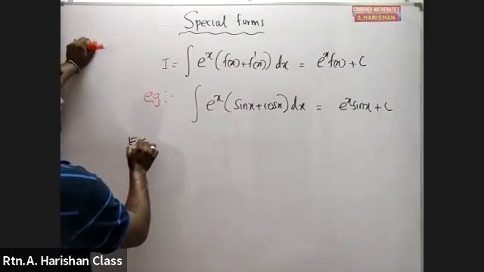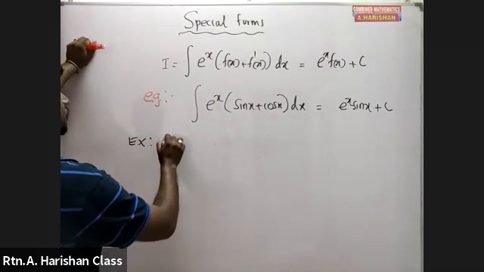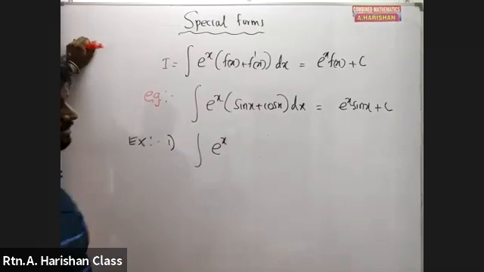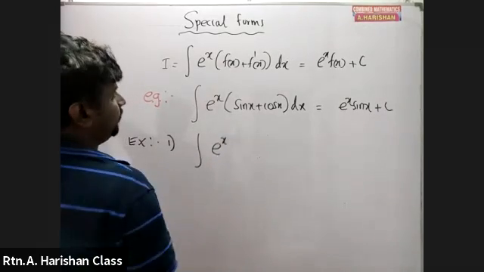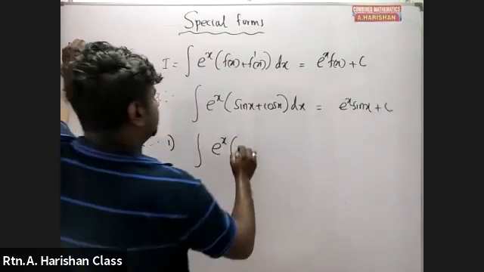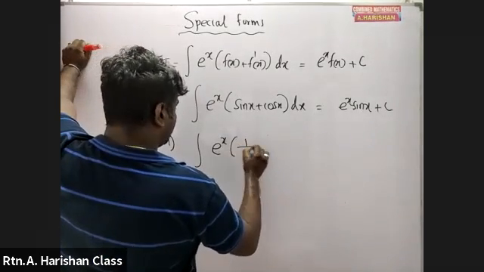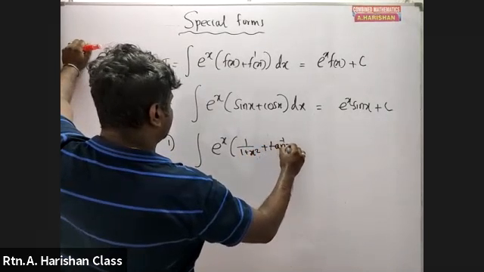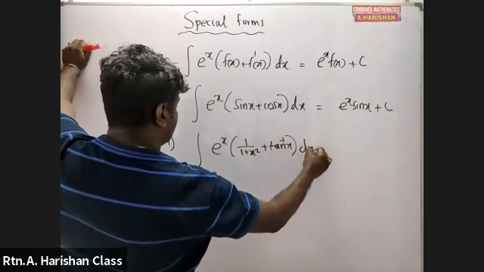So now I'll give an exercise. So 1, please do it. e to the power x times 1 over 1 plus x squared plus tan inverse x, dx.